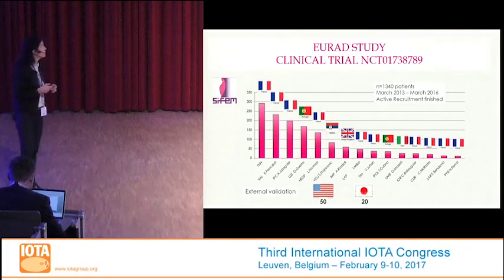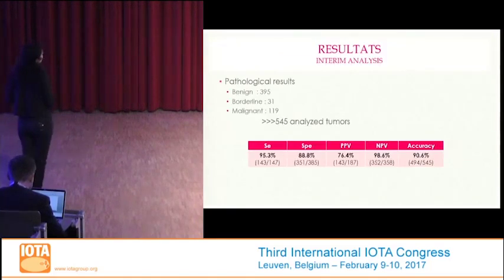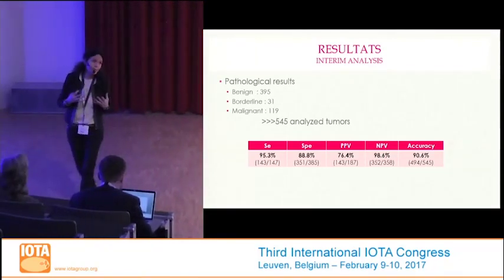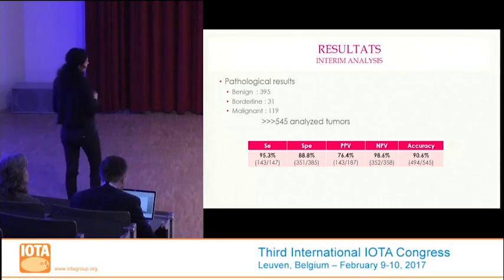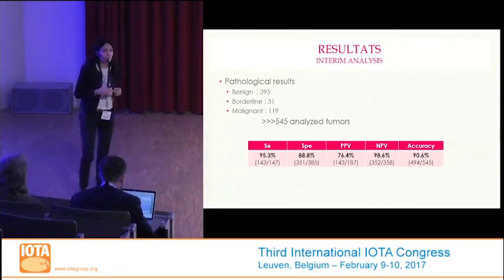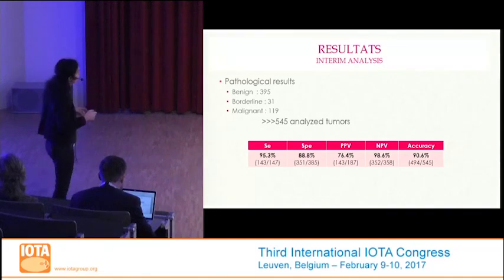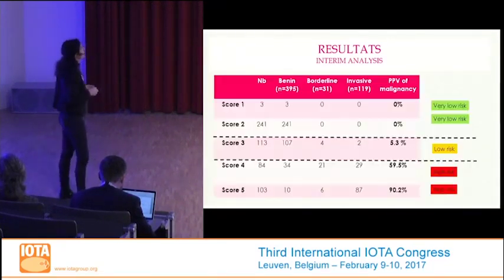So we have finished recruiting the patients in this study. It's a large European study with 14 centers. And the first results are results on tumors that were managed by surgery. There's another part of tumors which are just referred for follow-up. And the very important thing was the negative predictive value, which is quite high, because it's very important to not miss cancer, or to miss the lowest number possible of cancers, with a high sensitivity.